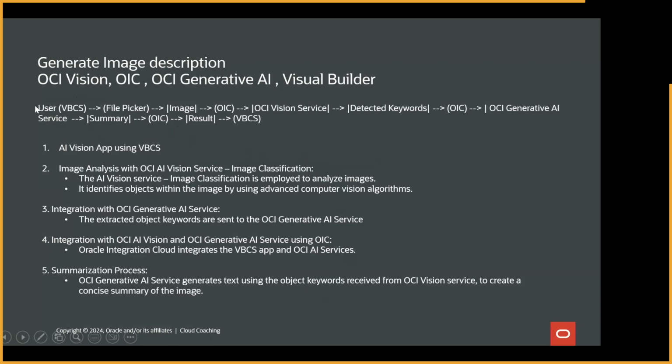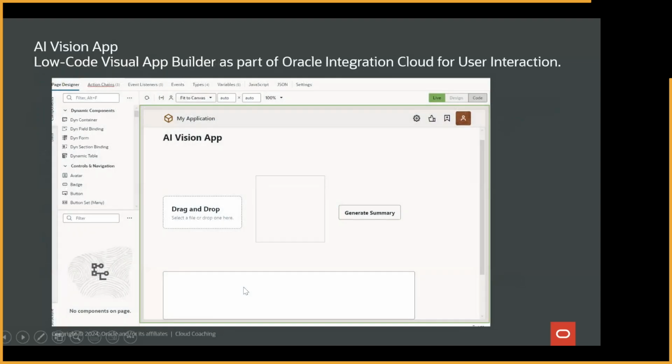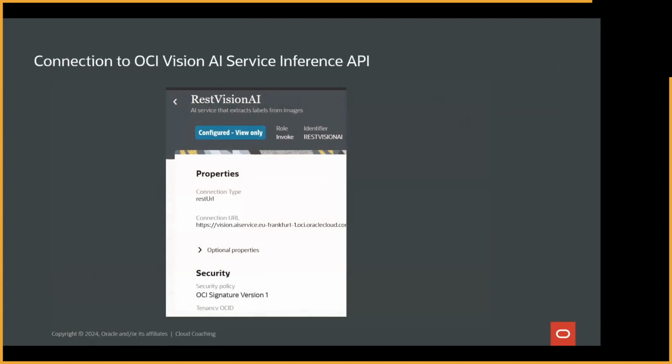If you see this, that's how we are generating. As I described, the user can upload an image here, then the image is moved to the image details. It will go to the OCI Vision Service. The OCI Vision Service will read this image and extract the objects out of it, and then Oracle Integration Cloud sends these keywords to the Generative AI service, and we are using the Cohere Command service to generate the text for that. As mentioned, this is the AI Vision app, and these are the connection properties.